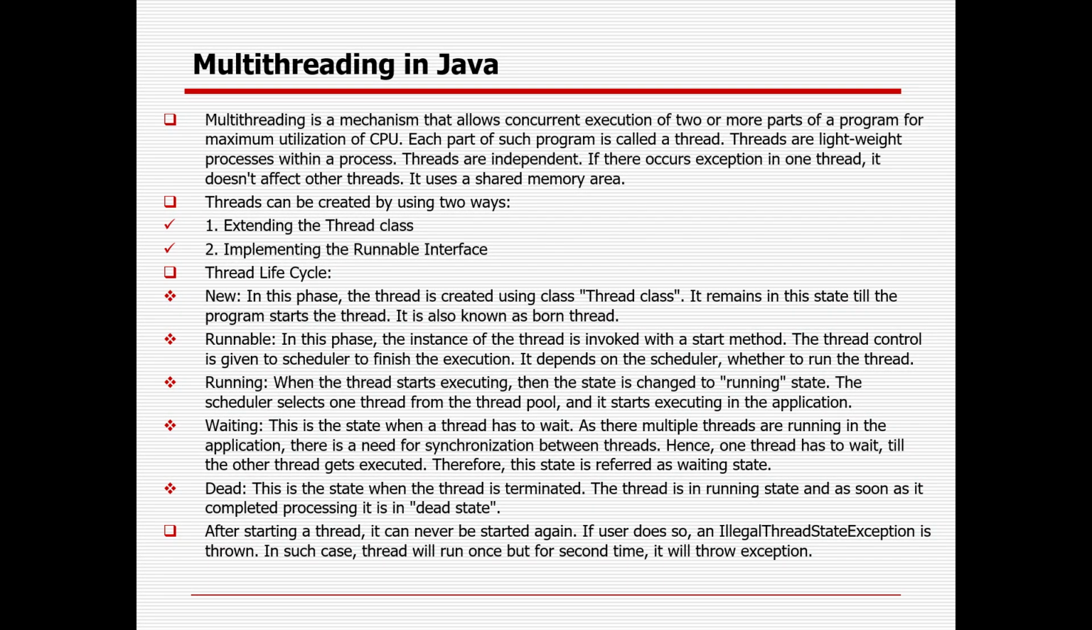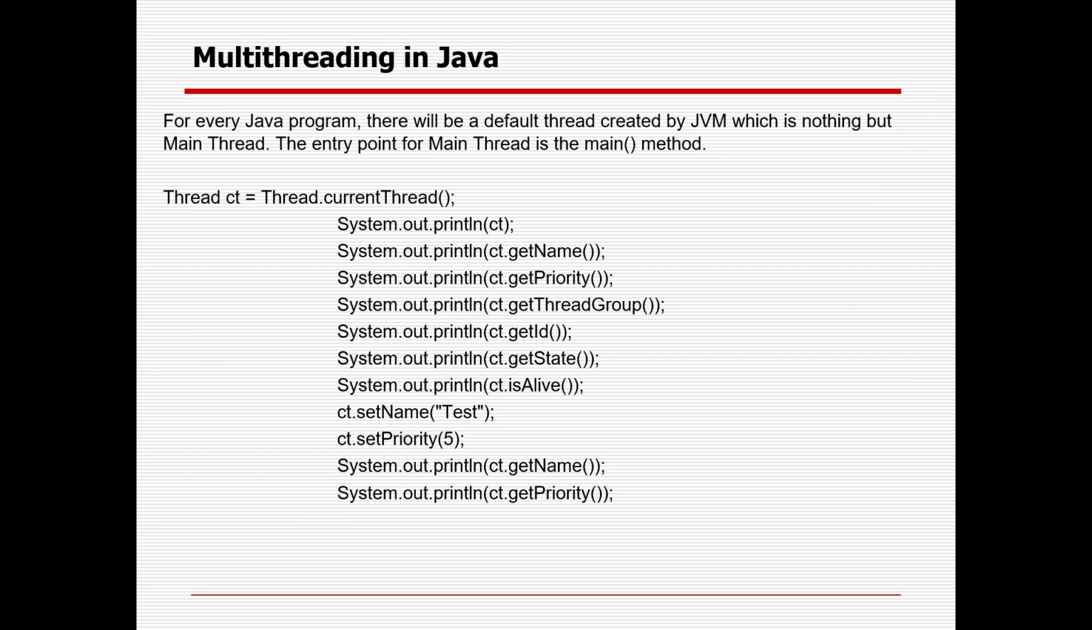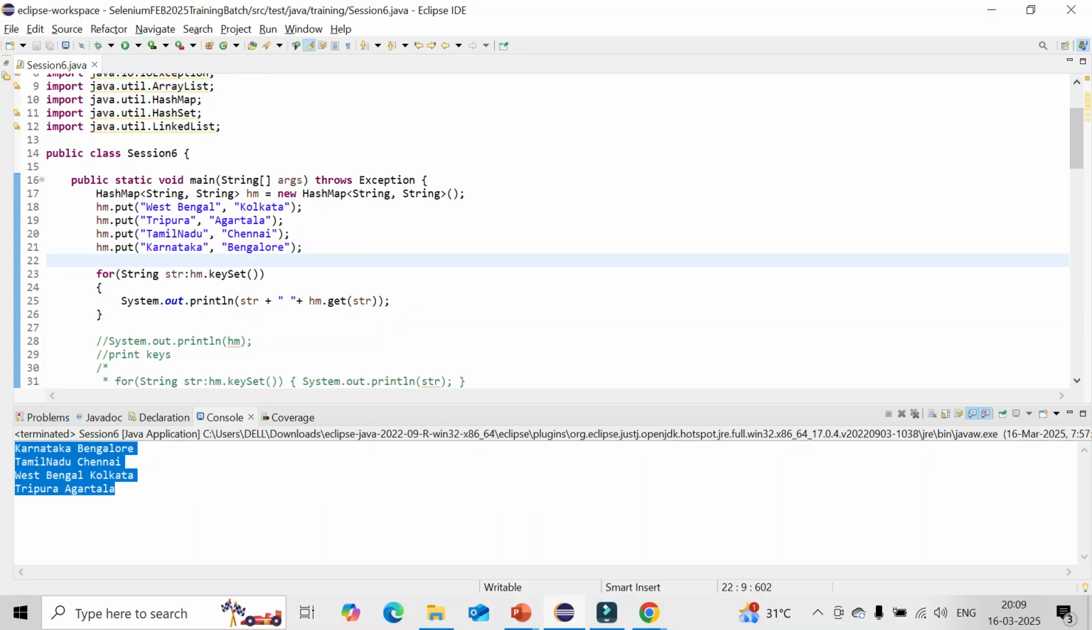Now let's see what different things we can do with the thread. By default in the system, one thread will be there, called the main thread. For every Java program, there will be a default thread created by the JVM, the Java Virtual Machine, which is nothing but the main thread.